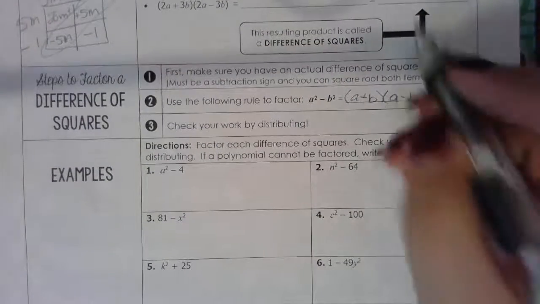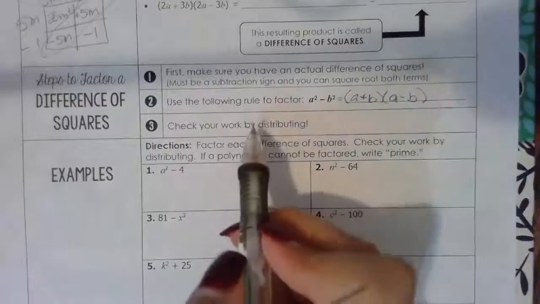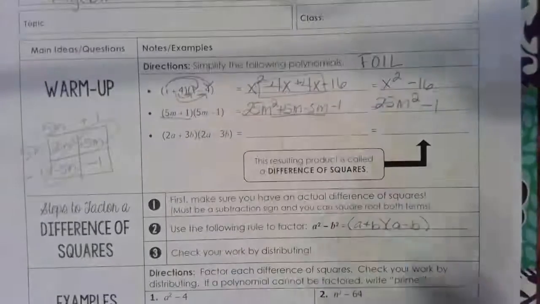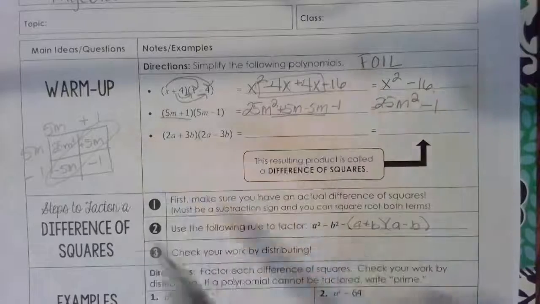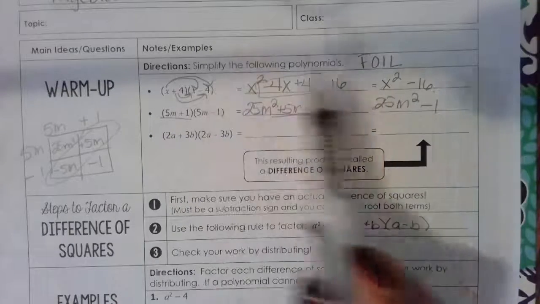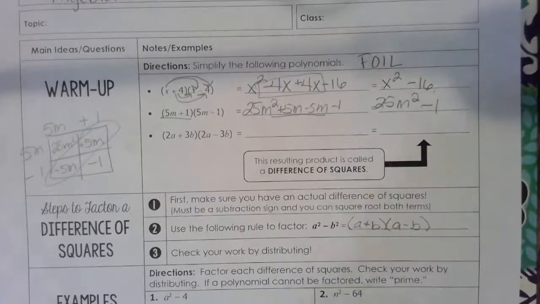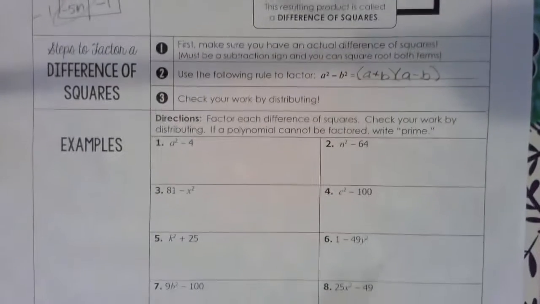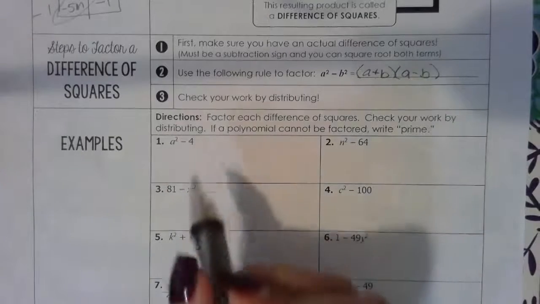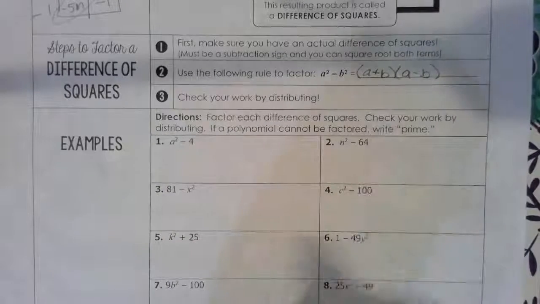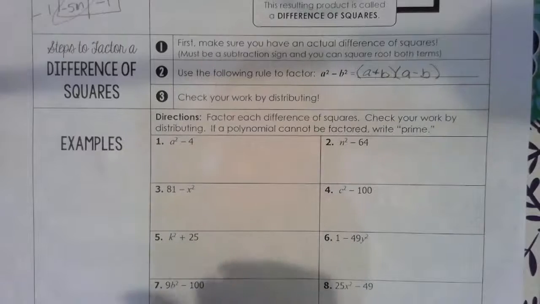Once you've factored it, if you're not sure if you factored it correctly, distribute. So if you factored and you're here, go ahead and distribute either by using FOIL or by using your box method. And then if you get back what you started with, then you did the right job. If you didn't, then you probably went a little bit off on your math. That's okay. You can always go back in and fix it. So we're going to factor each of these difference of squares. We're going to check our work by distributing. If you cannot factor something, you write prime.